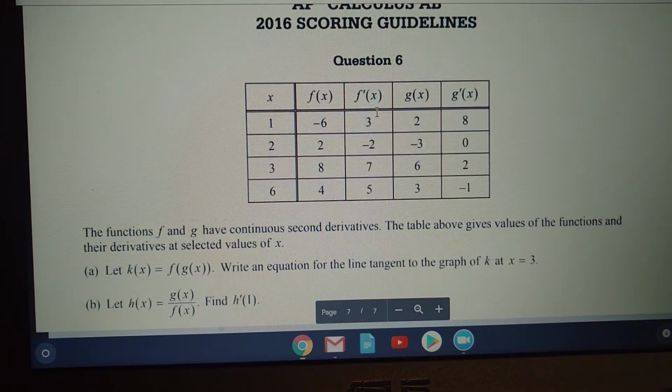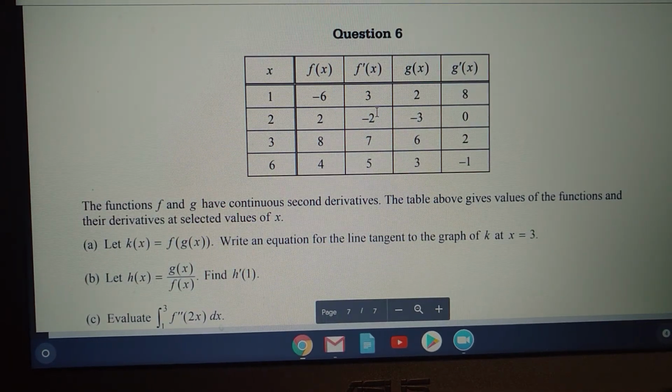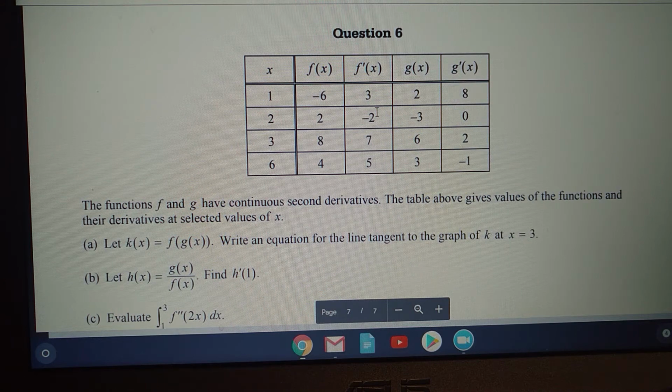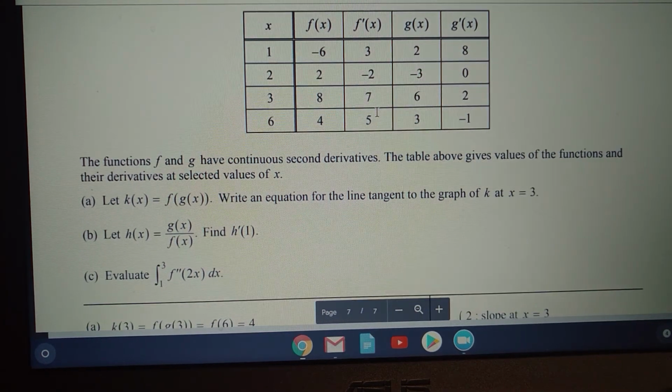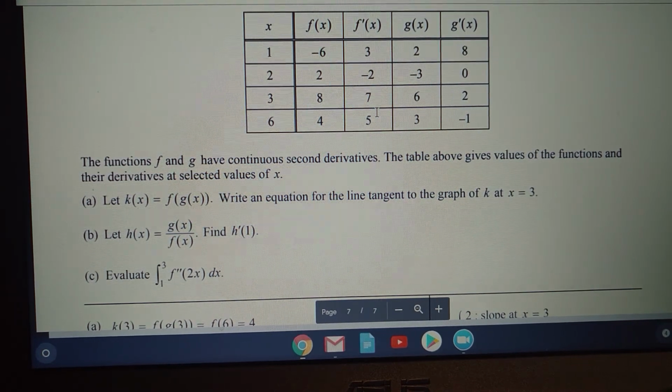And now we're moving to question 6. So question 6, we have this chart. For part A, we've got a function k that is f of g of x, and we want to write the equation for the tangent line of k at x equal to 3. So for a tangent line, we need to know both a point and a slope.